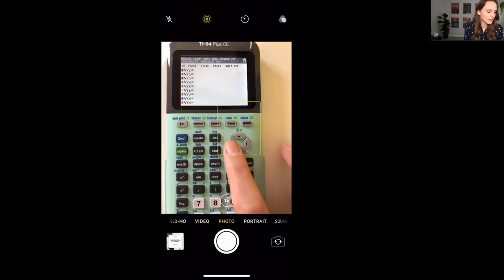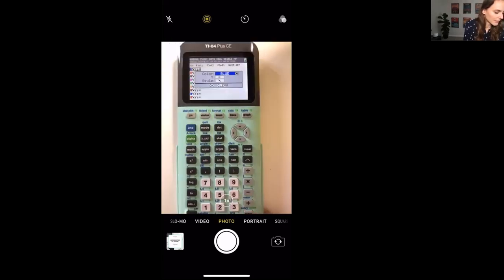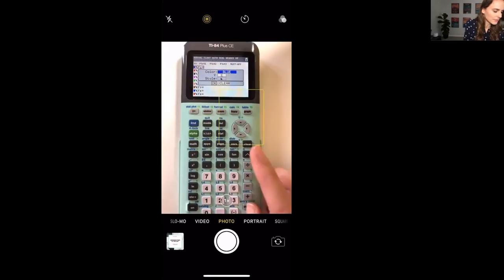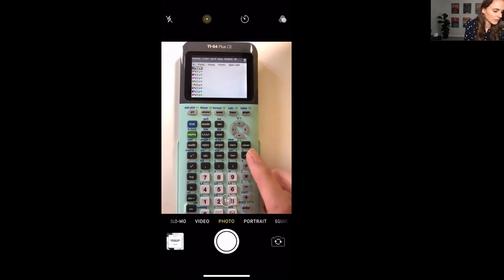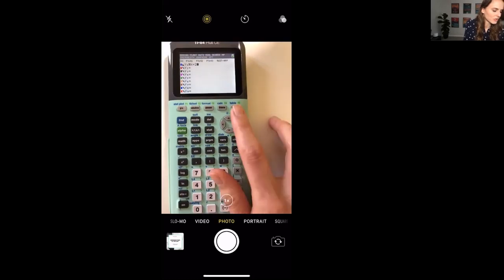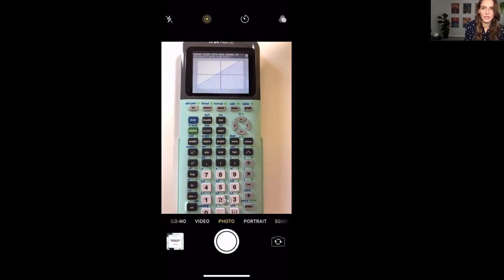So now I'm going to go to the left, and a box is going to appear around it, and I'm going to press enter, and that's going to allow me to change my inequality symbol. So I'm just going to do that one to demonstrate, and then I can do x plus 2 just as a simple line, press graph, and it's going to draw the line, and it's going to shade it for me.